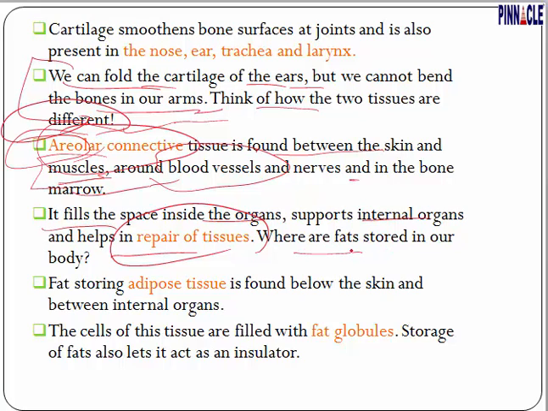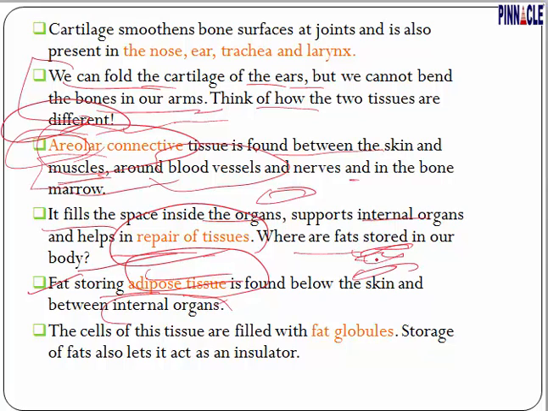Where are the fats stored in our body? The role of areolar connective tissue is to provide connective support to the various organs. For fat storing, adipose tissue is found below the skin and between internal organs. A very important question is asked like this: adipose tissue is related to, the answer is fat. Suppose this is skin and this is an organ, between them adipose tissue will be there, so that fat can be stored.